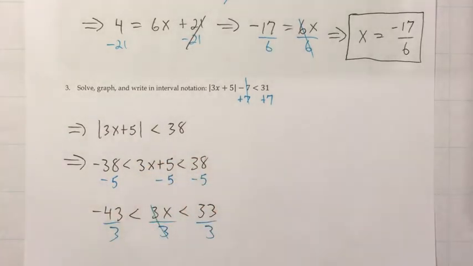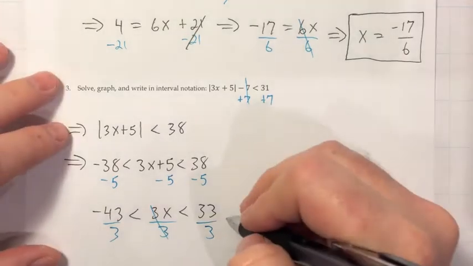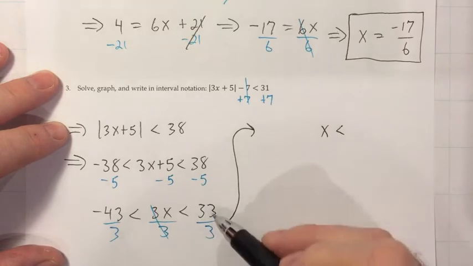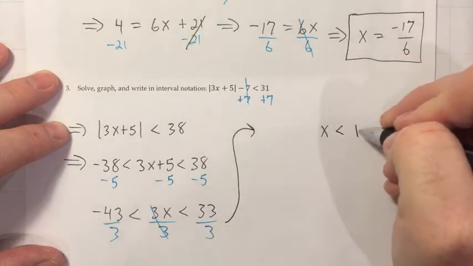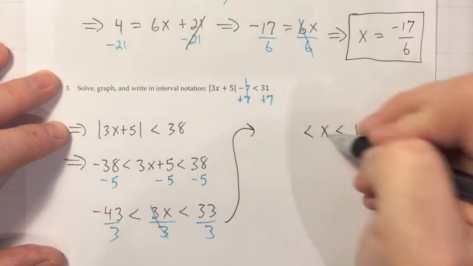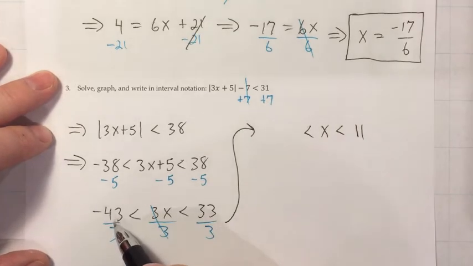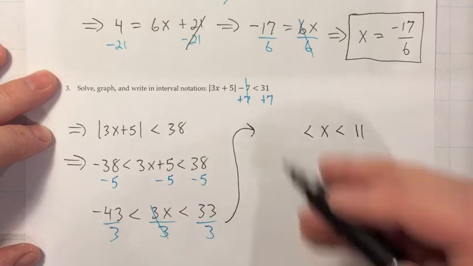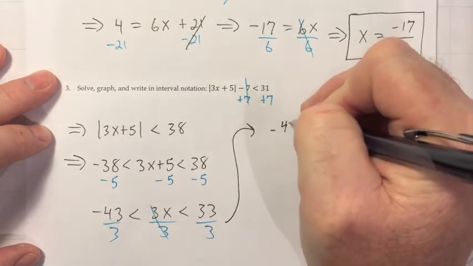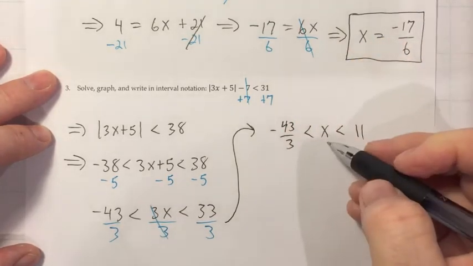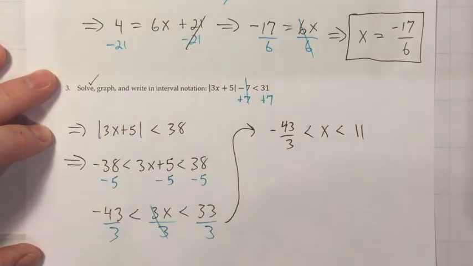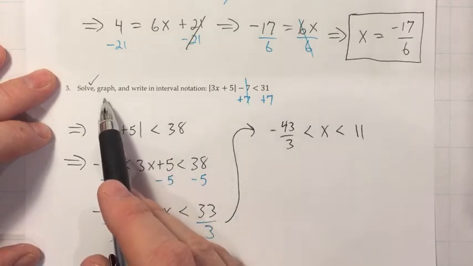And that works out better on one side than it does on the other. When I go to simplify this in the middle, I have x. Over here on the right, 33 divided by 3 is 11, so that works out nicely. On the other side, 3 does not go into negative 43, and we're not supposed to go to a decimal unless they ask us to, so we would just leave that as negative 43 thirds, but the x is by itself now, so we can say that we have solved that inequality. So now we'll just move on to the other two things that they asked us to do.